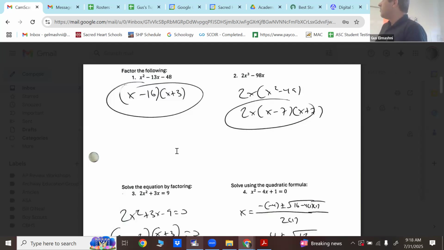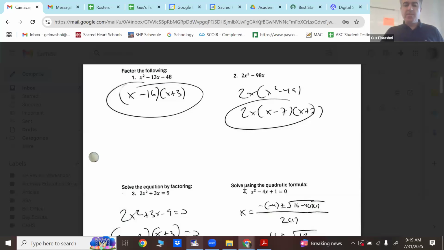Okay, for 2, notice there's a common factor. What's a common factor here? 2x, right? So you pull it out, you get x squared minus 49. And then x squared minus 49 is not fully factored yet. It's x minus 7, x plus 7.